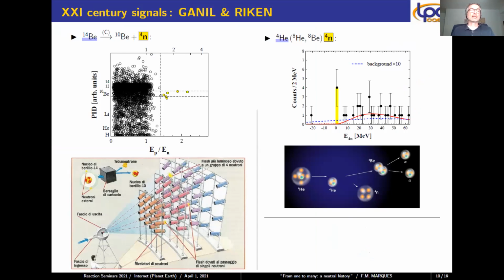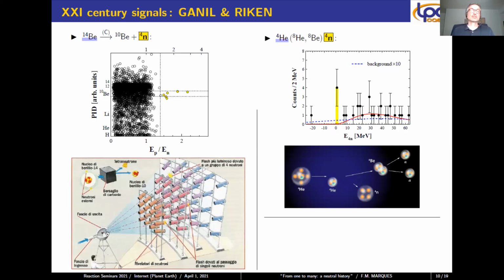So in the Ganil case, we have a beryllium-14 beam, and we hope to liberate a tetraneutron inside beryllium-14. So we are going to break it into beryllium-10 and 4 neutrons here in the reaction chamber, and then these are the neutron detectors.